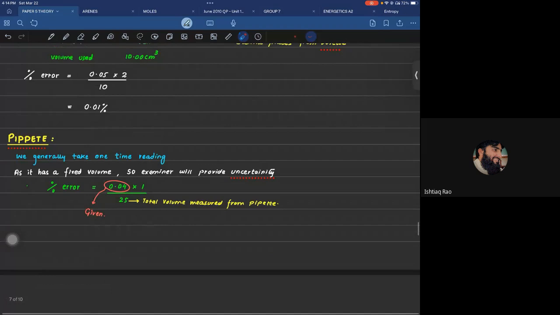So for a pipette, this is the value that is given to you, 0.05 in this case. I'm going to multiply this by 1 because we generally take one reading from a pipette, and this is the total volume used, that is 25. So I got the percentage error.